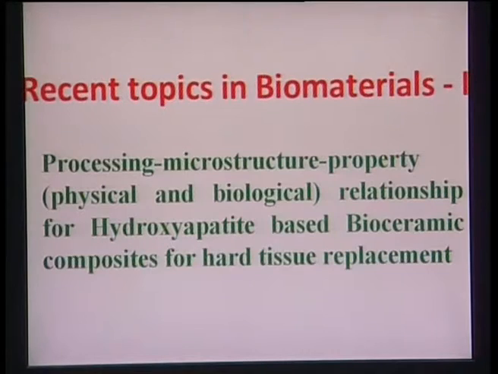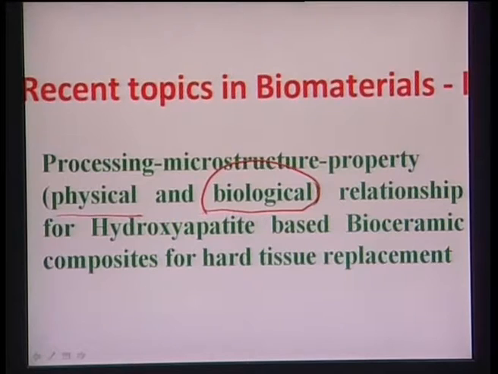Okay, in today's lecture and the next few lectures, I'll cover some of the recent research results published in the area of biomaterials, so that you can have a feel for how material development in biomaterials is driven by certain issues related to both physical properties as well as biological properties.